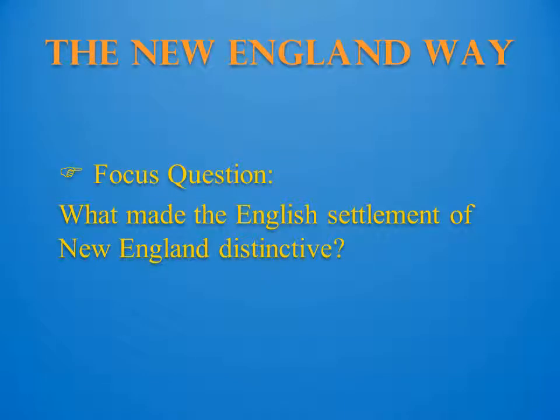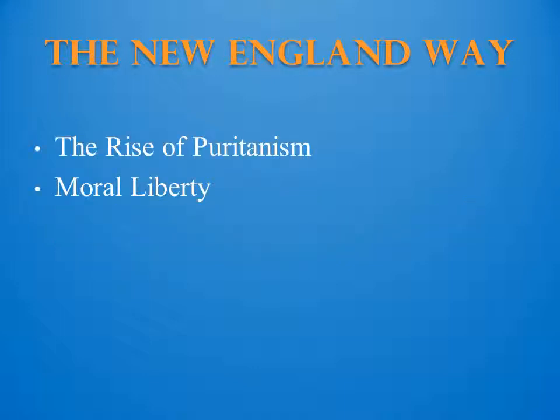In our next section, thinking about what made the English settlement of New England distinctive. So what was distinct about the New England way? In Virginia and Maryland, we see them quickly becoming societies that were dominated by a small aristocracy ruling over many people who were bound either through slavery or indentured servitude to the labor. New England, however, was a colonial society that evolved very differently.